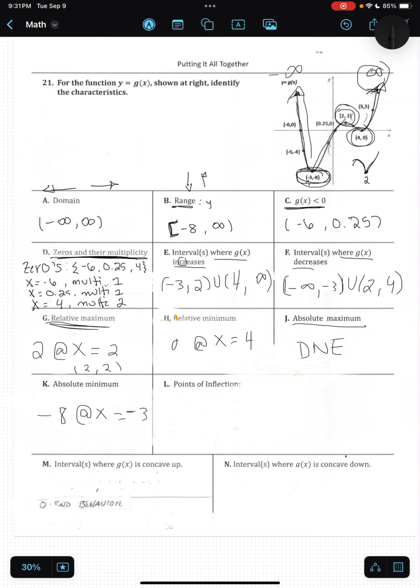Okay, and then we come to our point of inflection. Our points of inflection are the halfway point between concave down and concave up, or concave up to concave down. And this is basically just where it stops being a certain concave, like concave up, and then it starts to be concave down.